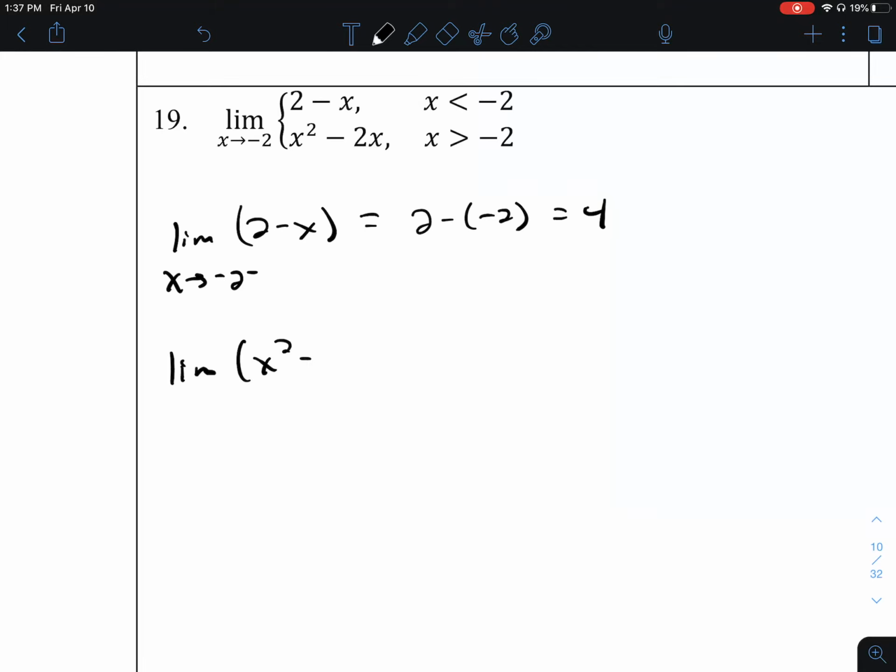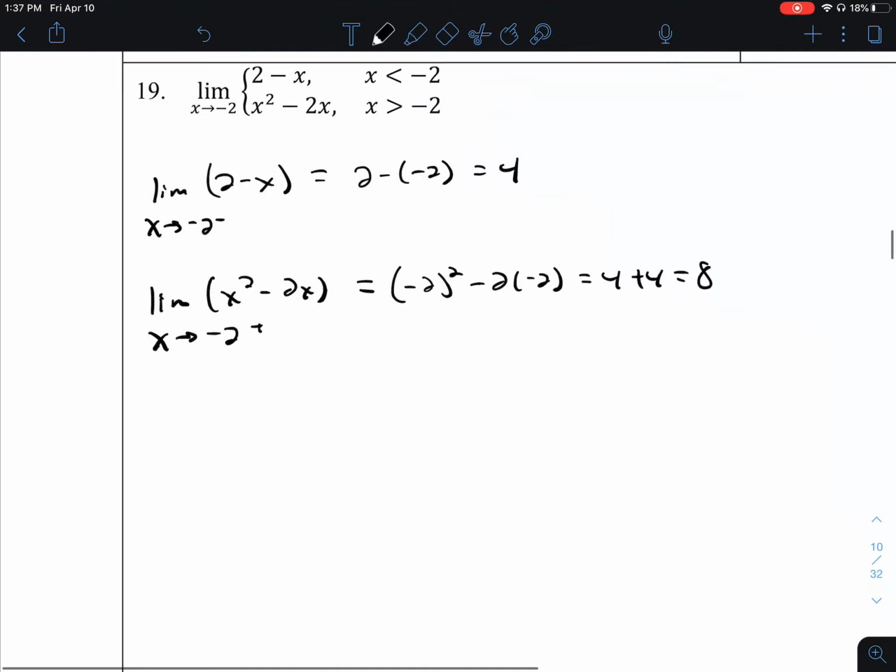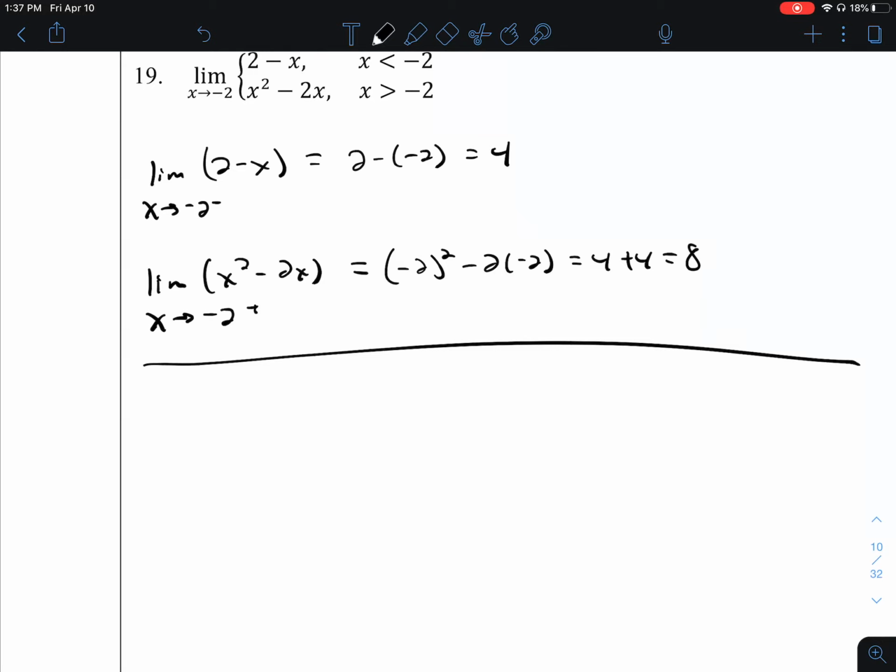What's the limit of x squared minus 2x as x approaches negative 2 from the right? If we approach from the right, we're going to get negative 2 squared minus 2 times negative 2. That's 4 plus 4, which is 8. Those are not the same.